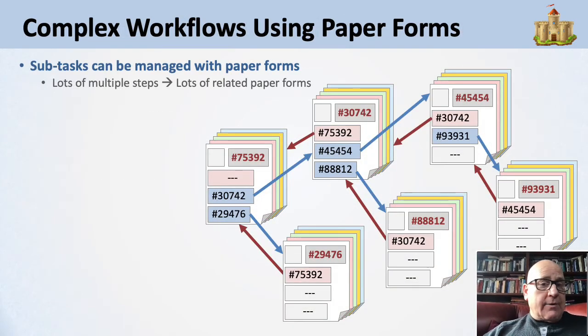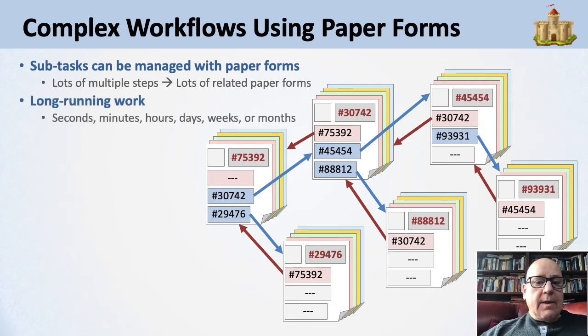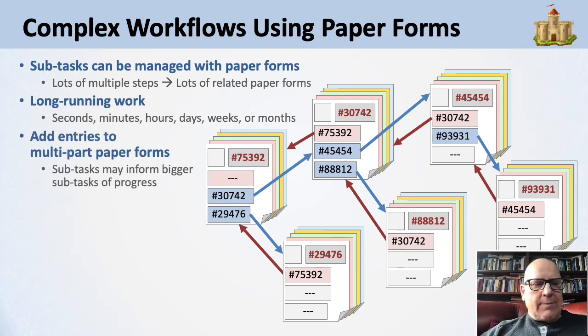You can do a complex workflow using paper forms. The subtasks can be managed with paper forms, lots of multiple steps, lots of related forms, and they're tied together with sequence numbers. So when the subtask completes, you can use the paper form to go to the other original major task, pull that form out and say the subtask is completed, tracking sub-subtasks and a very complex tree of work. This can be long running. In computers, it can be seconds, minutes, or hours. With paper forms, it was typically days, weeks, or months.